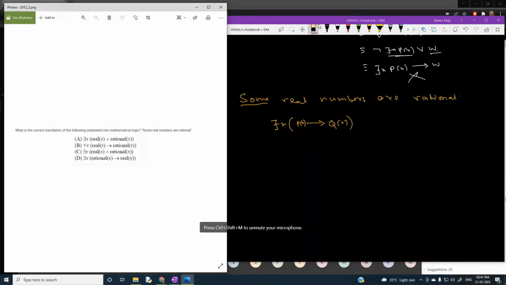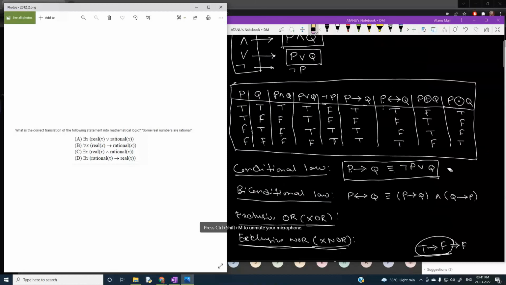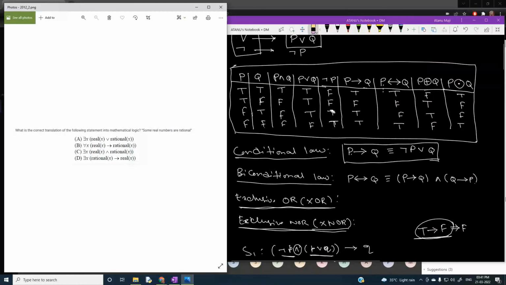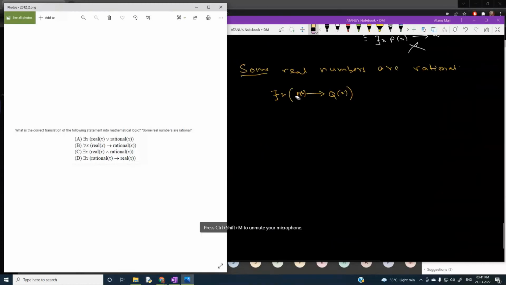Listen again to why this actually cannot happen. Because if you look at the truth table for the conditional connective, you can see here when both p and q are false, the result here is true. So that means p implies q will be true even when both p and q are false.